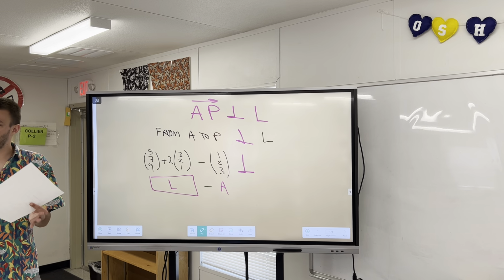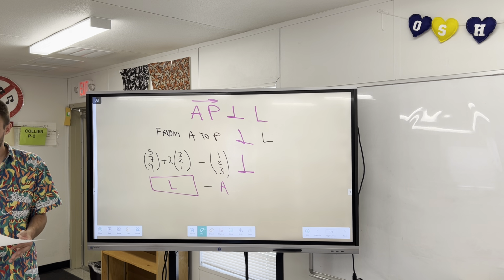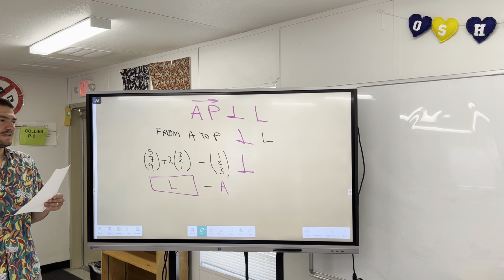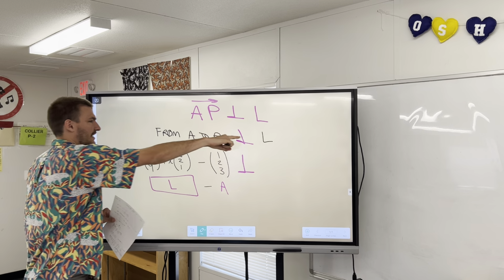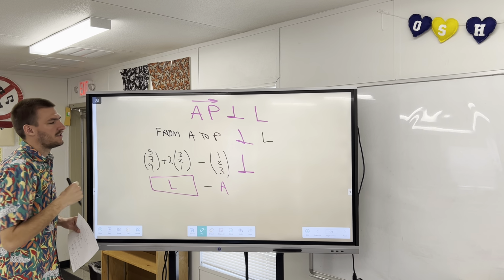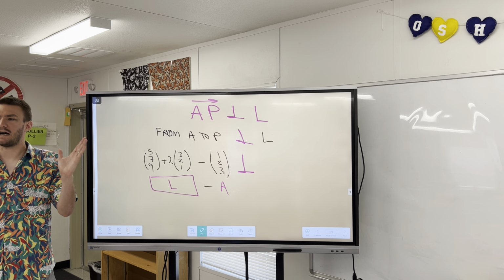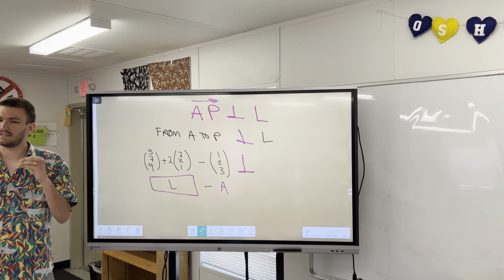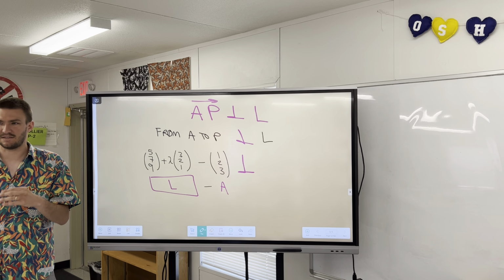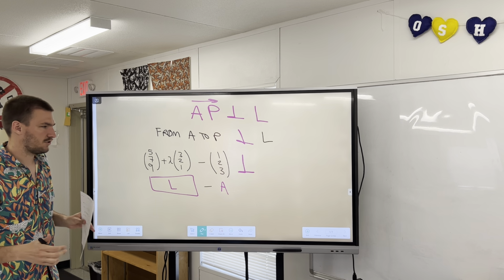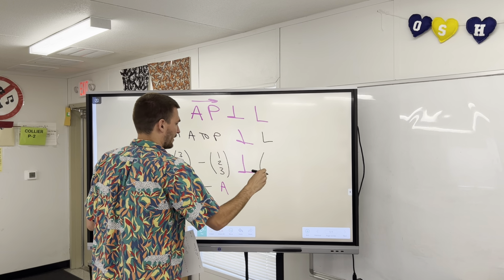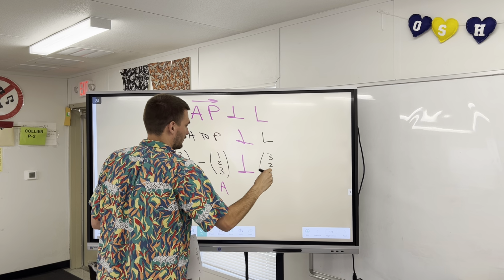Well, if we're talking about perpendicular, I know that this is L and this is L, but when it comes to perpendicularness, we don't need the entire L. We just need the direction vector, because that's the only thing that really matters when it comes to slope. So over here, we're gonna set it up with 3, 2, 1.